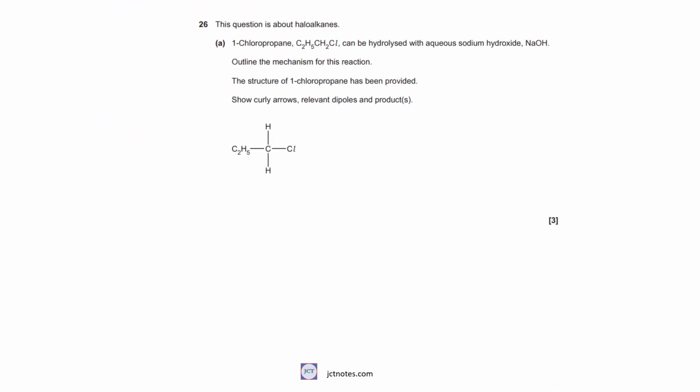Question 26 is about haloalkanes. In part A, we are asked the mechanism of the reaction for 1-chloropropane hydrolysed with aqueous sodium hydroxide. We are provided with the structure of the 1-chloropropane. Hydrolysis of the 1-chloropropane is a nucleophilic substitution, SN2. The carbon-chlorine bond is polarized because the chlorine is more electronegative than the carbon. Therefore, the carbon atom carries a partial positive charge as the electron pair in the carbon-chlorine bond is drawn nearer to the halogen atom.